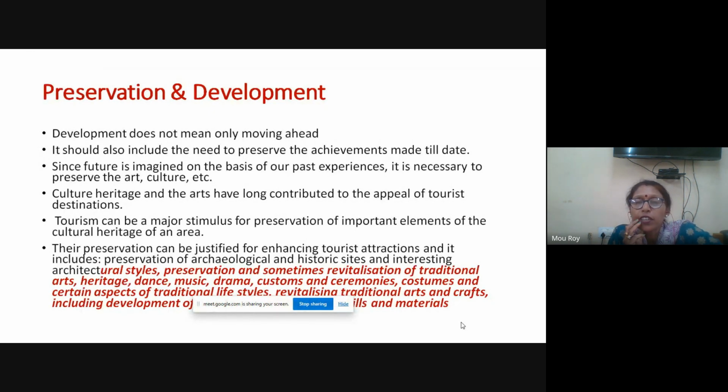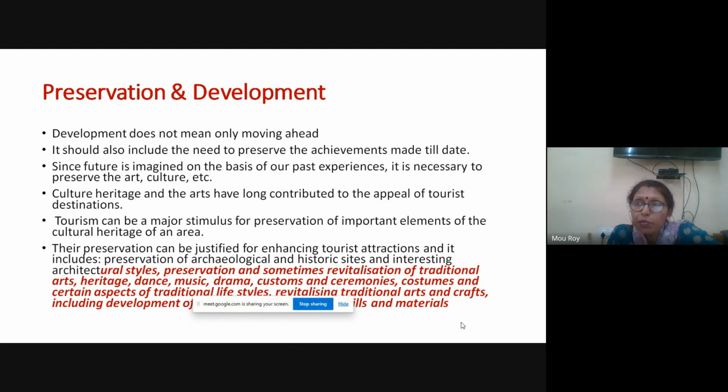So you can say that tourism plays a very important role in preserving important elements of the cultural heritage of an area. And how can this be preserved? This can be preserved by enhancing tourist attraction. You will find a lot of monuments, a lot of buildings, a lot of artifacts which are being preserved. So for preservation of archaeology, there's an archaeological department, which preserves all the monuments and buildings. Okay. Similarly, there are environmentalists who preserve the natural environment.